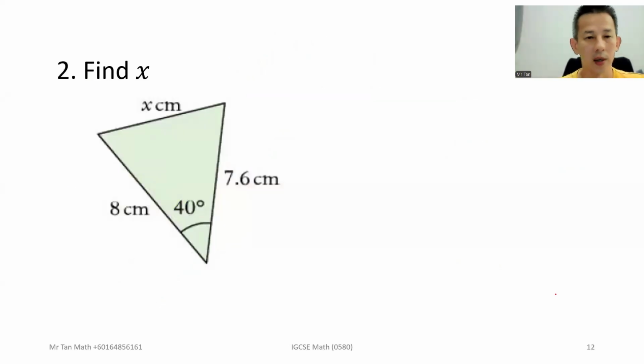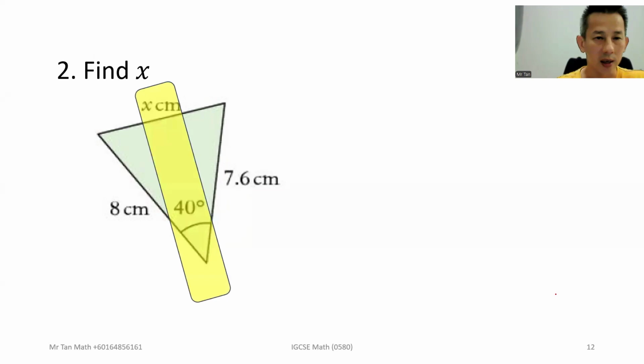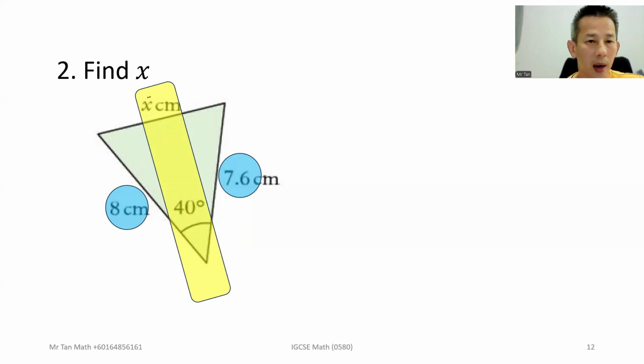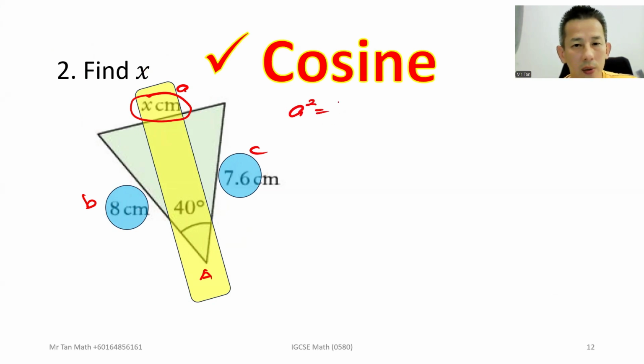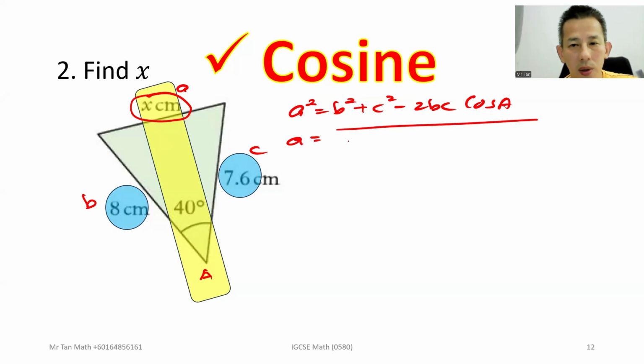Okay, next. The diagram is given, so you check the information: one pair and two sides, and the unknown is one of the pair. So we use the cosine rule. This will be A. B and C, you can just put any of these. So A squared equals B squared plus C squared minus 2BC cos A. Therefore, A is equal to the square root of B squared plus C squared minus 2BC cos A.